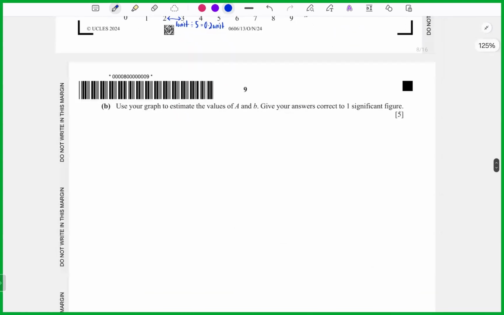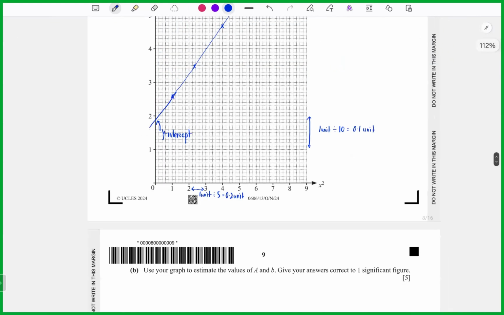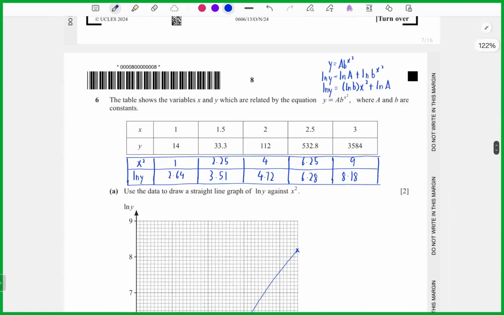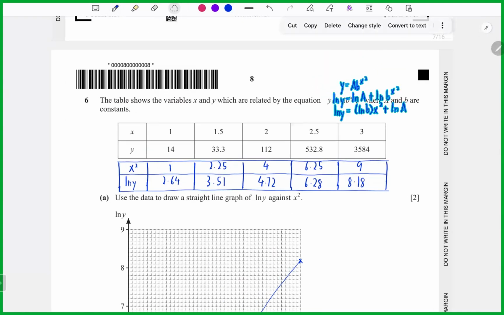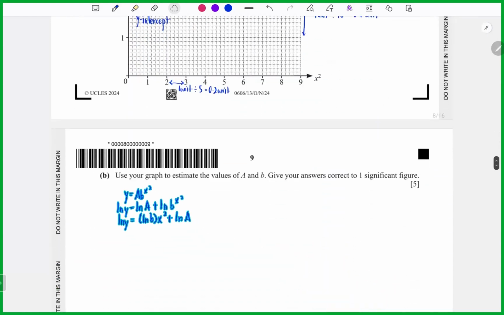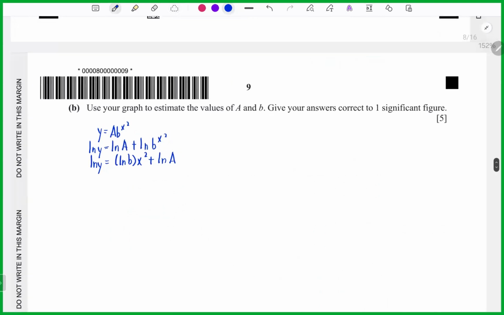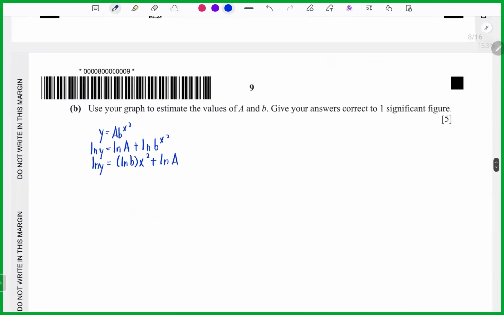Now we go to question B. Using your graph, estimate the values of A and B. Give your answer correct to one significant figure. Actually, I already linearized the equation, so I will copy these linear equations to write down here. So this is your linearized equation. Now we need to find the value of A. Actually, this is your y-intercept.